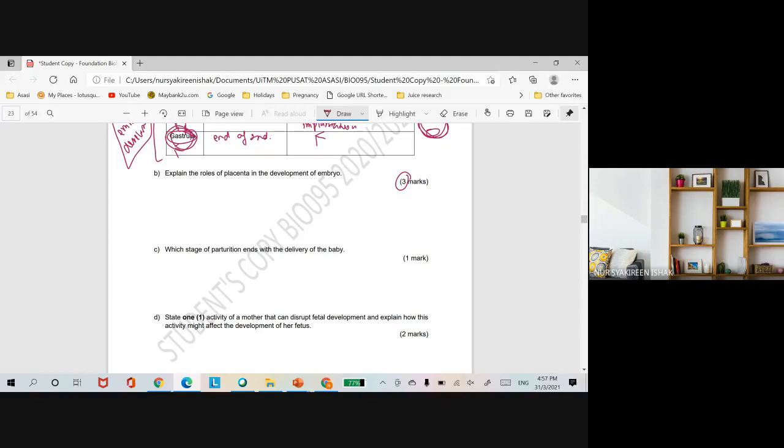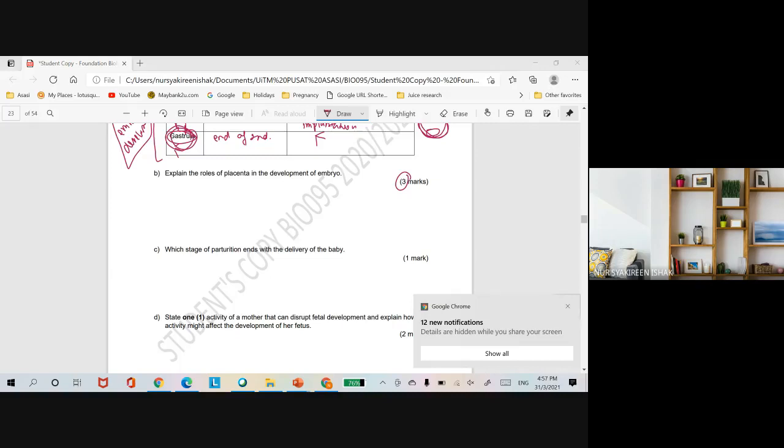FSH ni tadi untuk stimulate the growth of follicle kan. So bila follicle grow akan berlaku ovulation semua tu. So that's why when you are pregnant, follicle tu akan tersave. Faham? Follicle awak tu akan tersave, tak akan berlaku ovulation dah, tak akan berlaku menstruation sebab negative feedback tu. Okay? Due to the high secretion of estrogen and progesterone, this time by the placenta. Okay, so 3 markah lah. So that is the role of placenta.